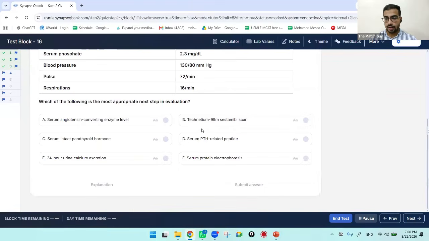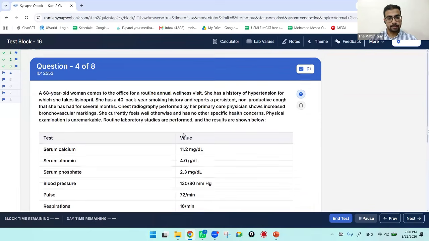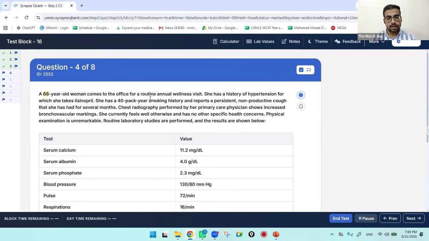Let's discuss the next question for our time. Most appropriate next step in evaluation. Again, next step, I'm focusing on the next step. That's something very important. A 68-year-old woman comes for a routine annual wellness visit. She has a history of hypertension. Listen up: 40-pack-year smoking history. Once they tell me a lot of smoking history, non-productive cough, persistent, I'm already thinking this is maybe a paraneoplastic syndrome, or they're talking about something like lung cancer. Let's go on.